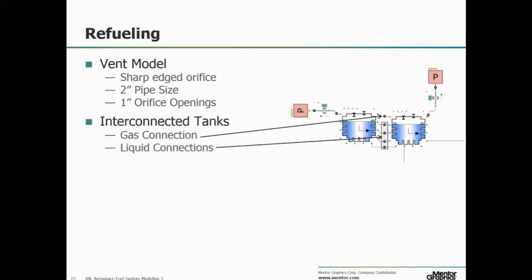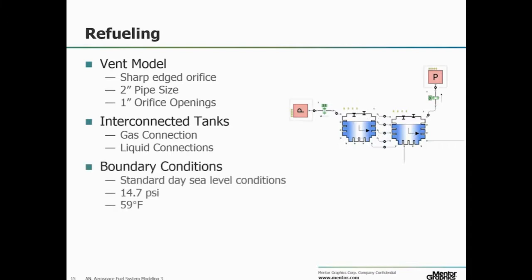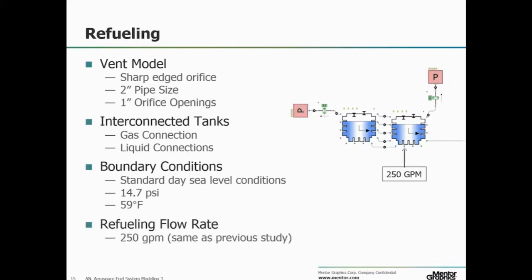The fuel tanks are interconnected, both with a shared gas connection at the top of the tank and 4 liquid connections between them. The loss associated with each connection is set to a nominal value at this point in the design process, but could be adjusted as information such as the size and number of holes and their restriction caused by maybe additional baffling between tank cells is refined. Boundary conditions attached to the downstream arms of the orifice plates are set to a standard day sea level condition of 14.7 psi and 59 degrees Fahrenheit. Lastly, a refueling rate of 250 gallons per minute used in the previous refueling studies is also assumed.